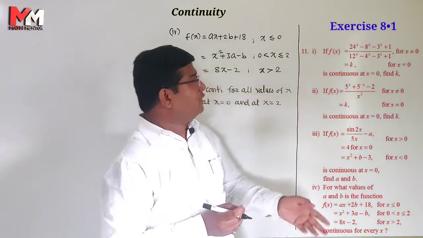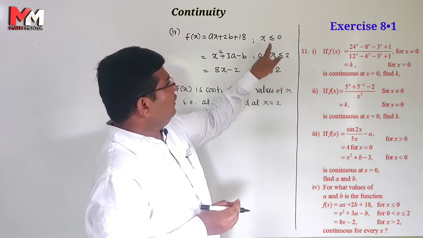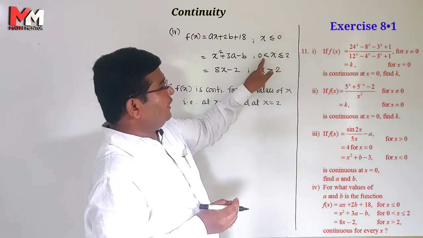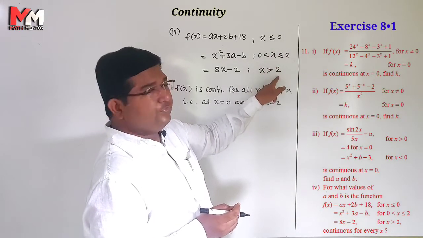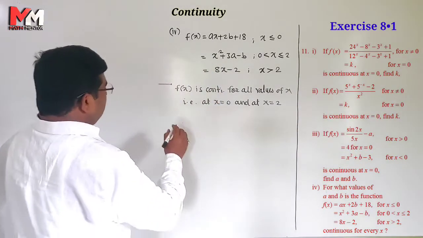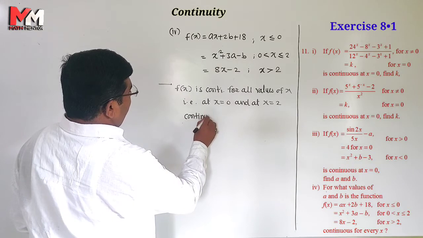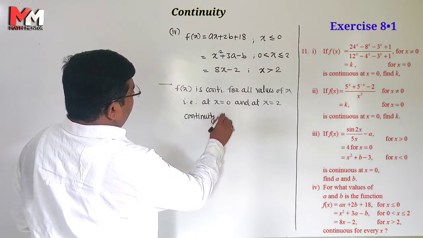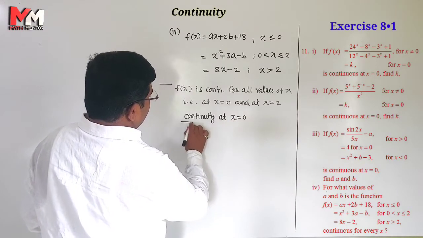So it means obviously these functions are continuous at 0 and 2 also. x is less than 0, x is greater than 0, x is less than 2, x is greater than 2, right? Means left hand limit, right hand limit सब फाइंड हो सकता है. Okay, so first चेक करेंगे continuity at x is equal to 0.